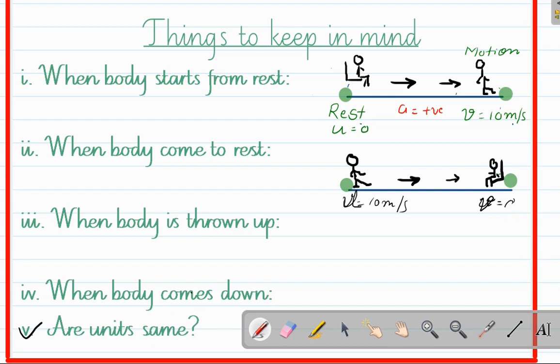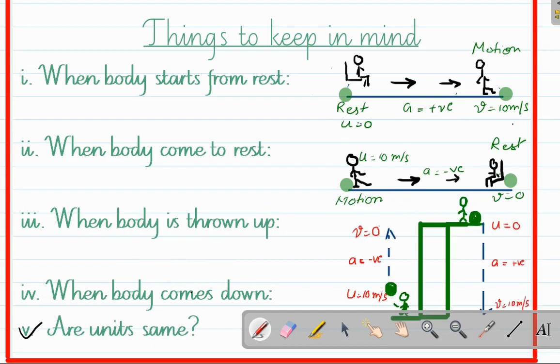Now there can be other cases where the body is thrown up or thrown down. What will the velocity be? If the body is thrown up, at the highest point the velocity becomes 0 and the acceleration is negative. Similarly, if the body is coming down, at the starting point we take initial velocity 0 and the final velocity will have some value, let us say 10 meter per second, and the acceleration is positive.